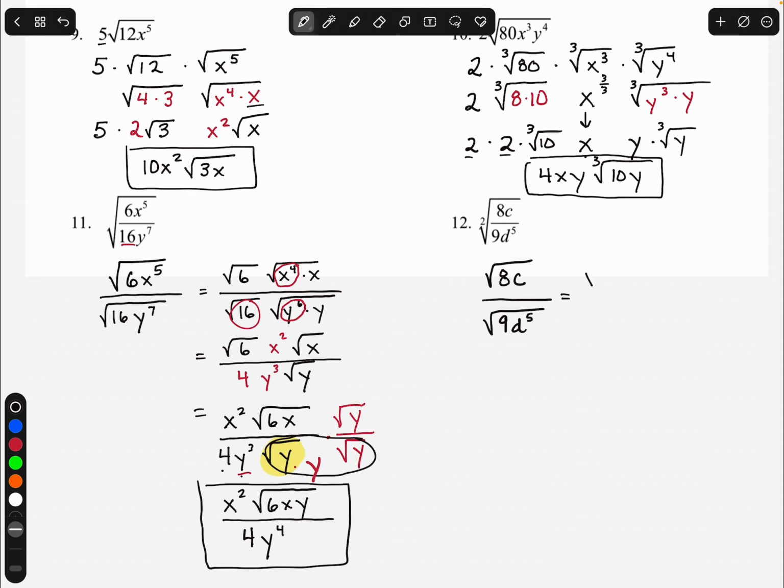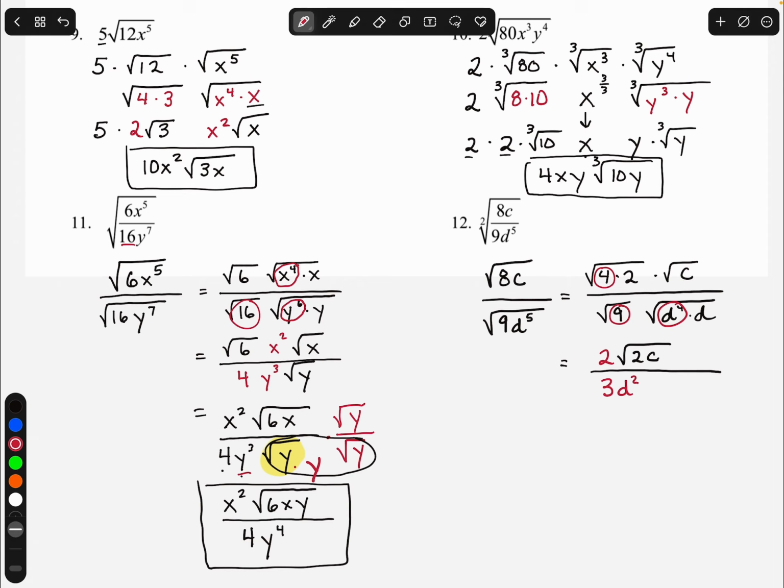And I know that 8 becomes 4 times 2. I'm going to leave my c back here. On the bottom, the square root of 9, and then our d to the fifth would be like a d to the fourth times a d. So let's see what we get now when we go down here. Our square root of 4 would become our 2. And that 2 would stay in, and so would the c. So we have 2 times the square root of 2c right now. On the bottom, square root of 9 is 3. Square root of d to the fourth is d squared. And then we still have that square root of d.